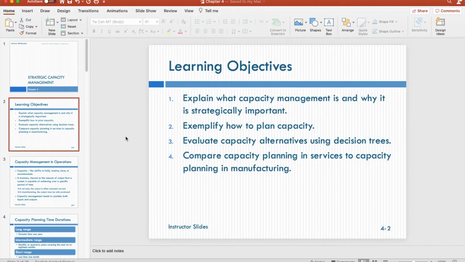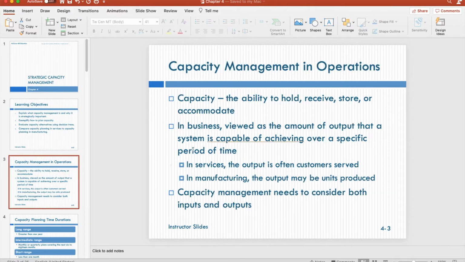It's quite straightforward, and let's start from the beginning. Now, first of all, what is capacity? The definition itself is quite straightforward.